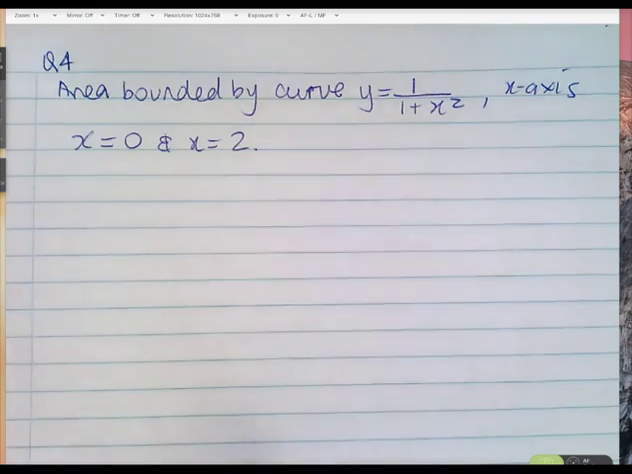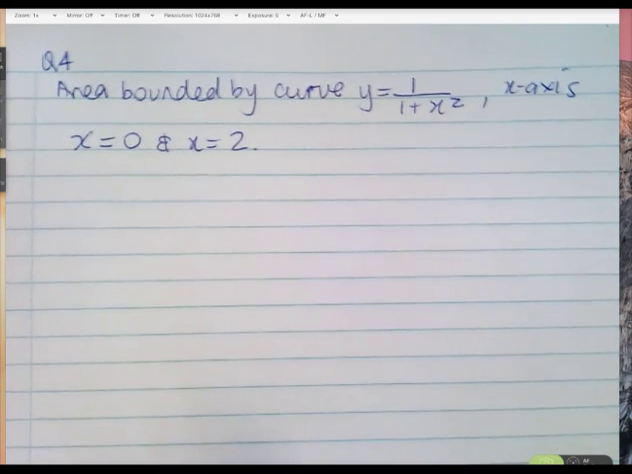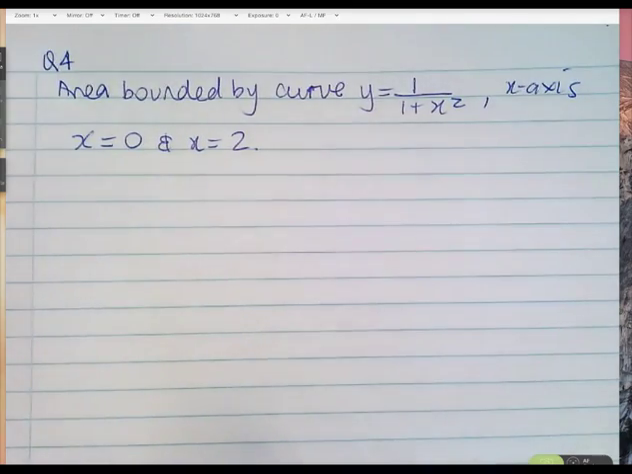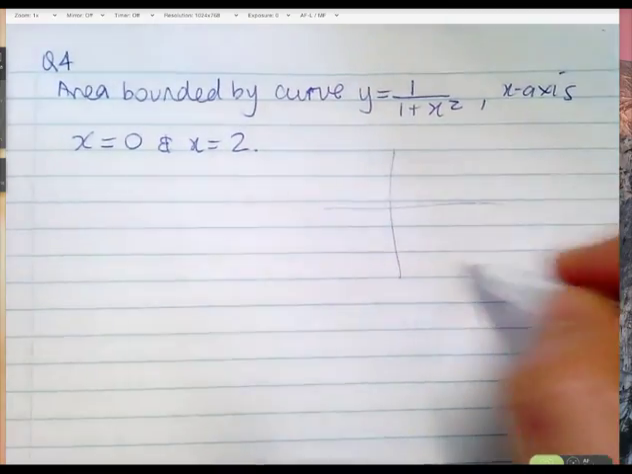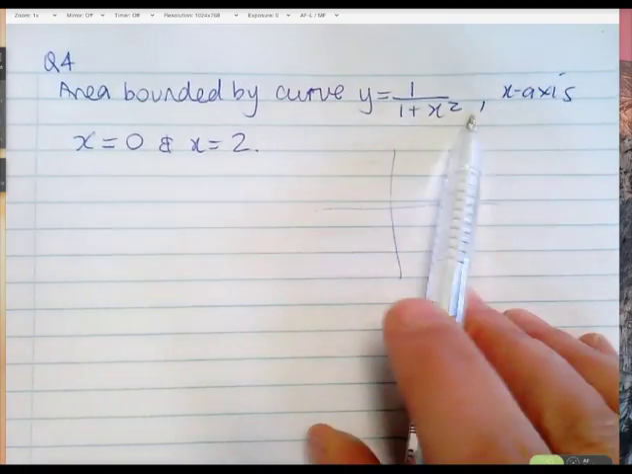Guys, find the area bounded by the curve. Question 4. y equals 1 over 1 plus x squared, the x-axis, and x equals 0 and 2. Now, with area bounded by a curve, you've got to know whether part of it is above or below. But let's just look at all our values of x.